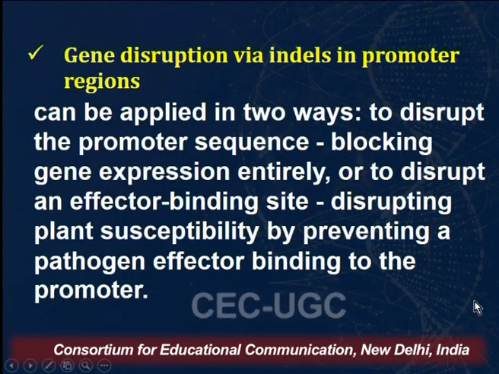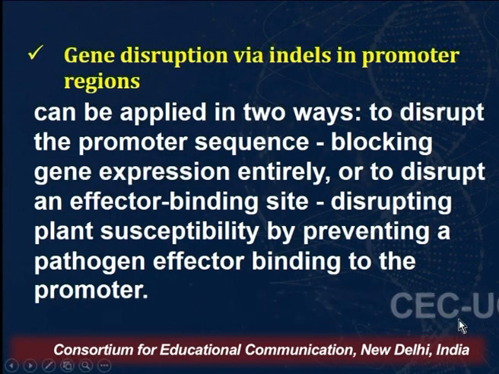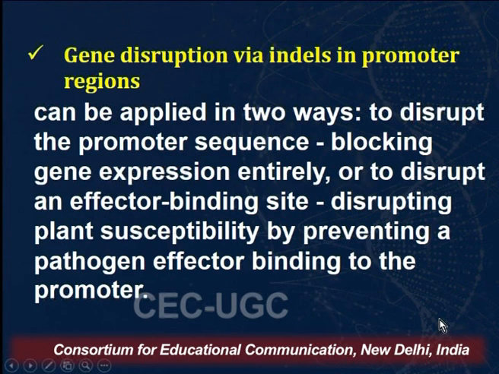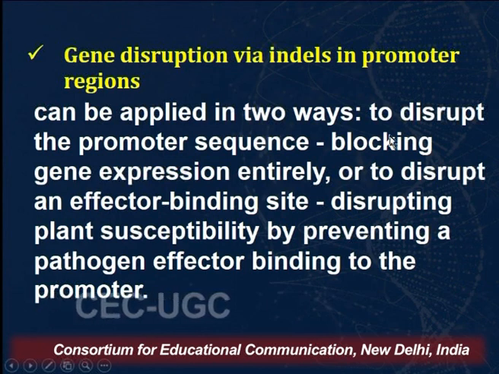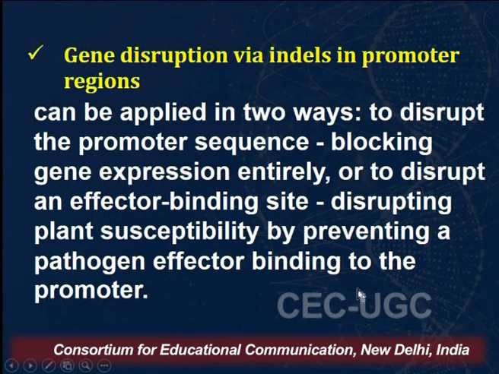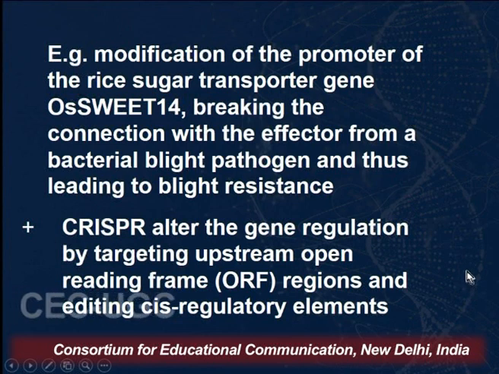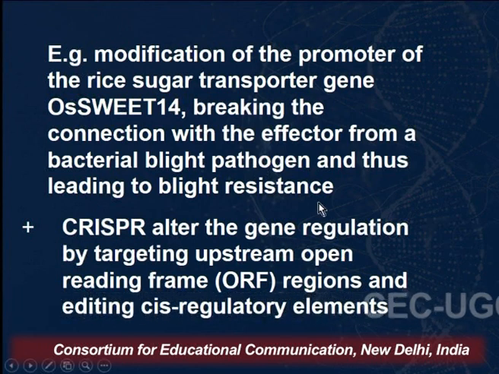This can be applied in two ways: to disrupt the promoter sequences, blocking gene expression entirely, or to disrupt an effector binding site, disrupting the plant susceptibility by preventing a pathogen effector from binding to the promoter. So again this will regulate how the pathogen interacts with the plant and causes the disease. For example, the modification of the promoter of the rice sugar transporter gene breaks the connection with the effector from a bacterial blight pathogen and thus leads to blight resistance. So this has also been done.